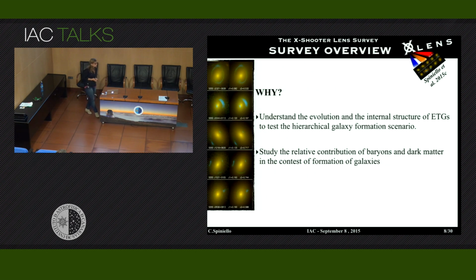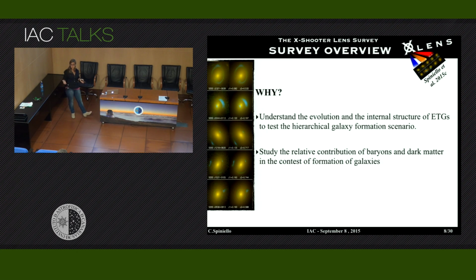Now, why are we doing this? As I said, we want to understand the evolution and internal structure of massive early-type galaxies, and in particular, we want to test the hierarchical galaxy formation scenario. In order to do that, we really have to understand well the relationship that exists between baryonic and non-baryonic matter. As you know, baryonic matter is concentrated towards the central part of the galaxies, but for these massive galaxies, already at one effective radius, the dark matter component plays a non-negligible role, ranging between 10 and 40% of the total mass budget.